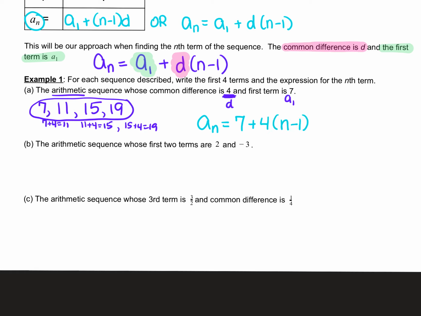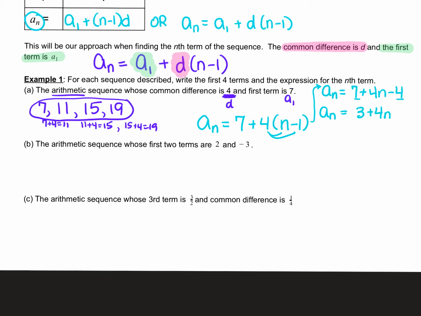Now you can leave it like this. That's perfectly okay. We could clean this up a little bit. So let me kind of move up here and we'll clean it up a little bit. And by that I mean we can distribute 4. So we could have a sub n equals 7 plus, and then when we distribute the 4, we have 4n minus 4. And then we could write this as 7 minus 4 is 3 plus 4n. All right, and so that's another way we could think about that.